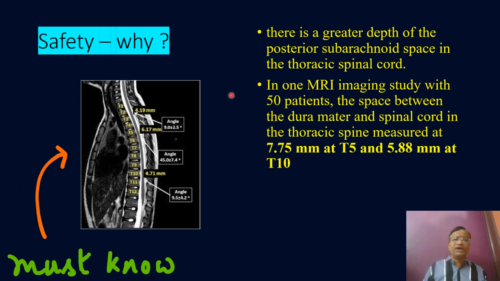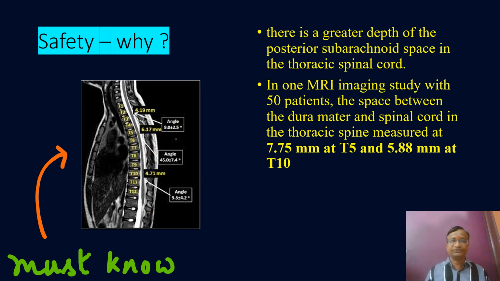Why are we afraid about this? We are afraid about the safety. Now there is one point you must know. There is a greater depth of posterior subarachnoid space in the thoracic spinal cord. See here, in the thoracic spinal cord, the depth of the posterior subarachnoid space is more. So it is easy to inject, with more space to inject. That is what is important. It is 7.75 versus 5.88. So we have more space to inject here than here.